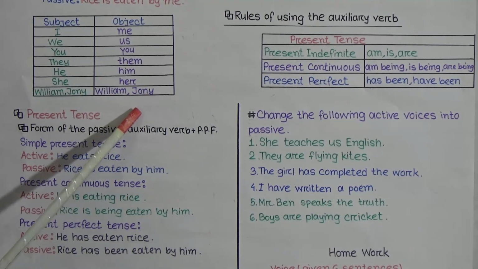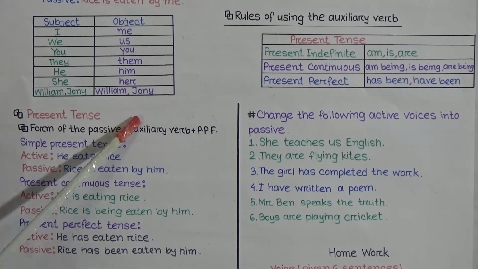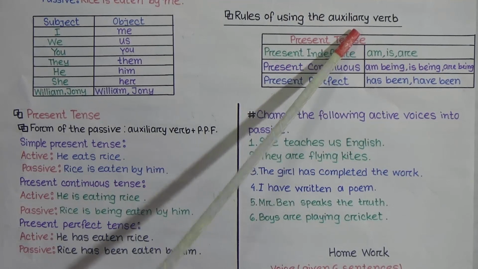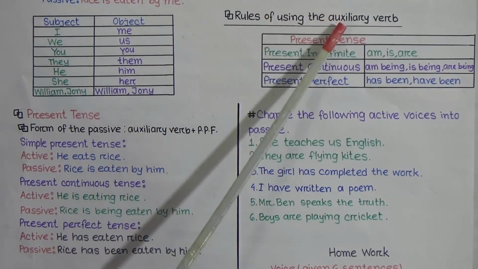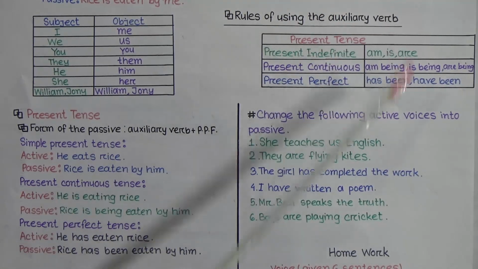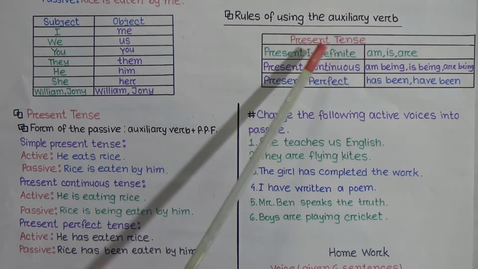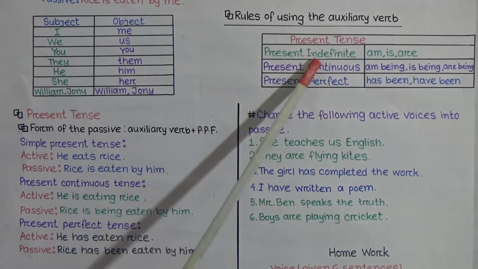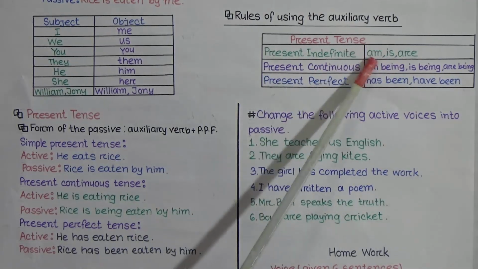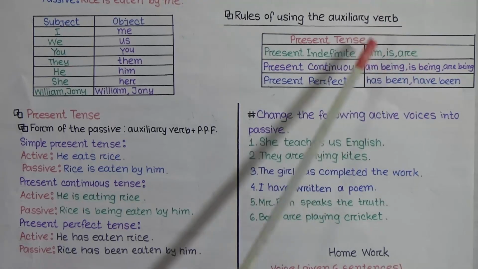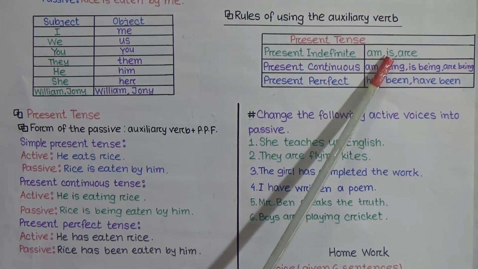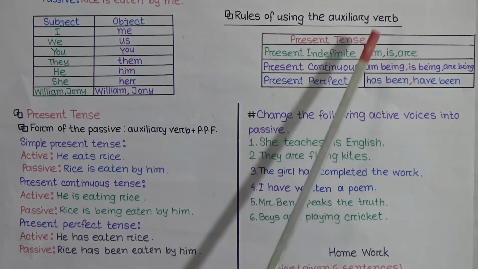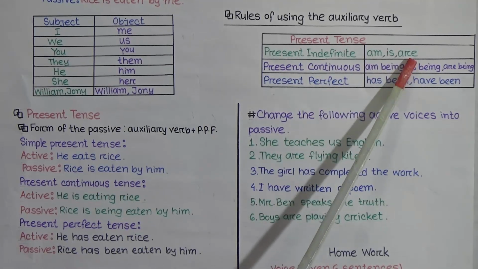Now students, we will learn voice on present tense. For this you have to know the use of auxiliary verbs. Now we are going to learn the rules of using the auxiliary verb. As I said, we will practice on present tense: present indefinite, present continuous, and present perfect. For present indefinite tense, we have to choose am, is, are. If the subject is singular, we use "is," and if the subject is plural, we use "am" and "are." We have to use I am, he is, they are.